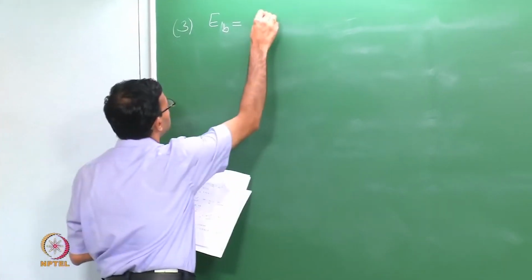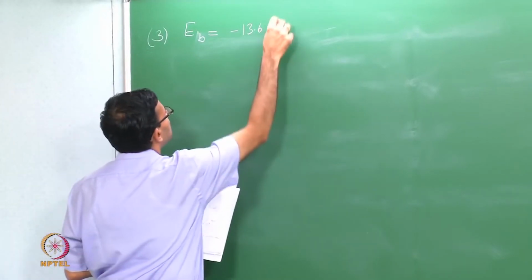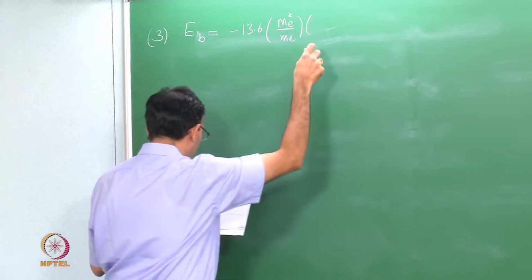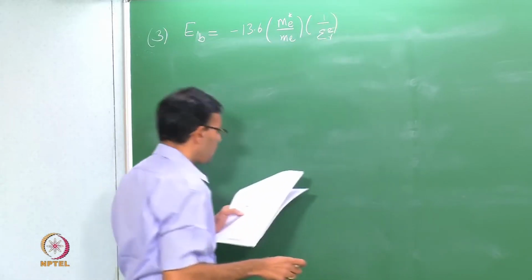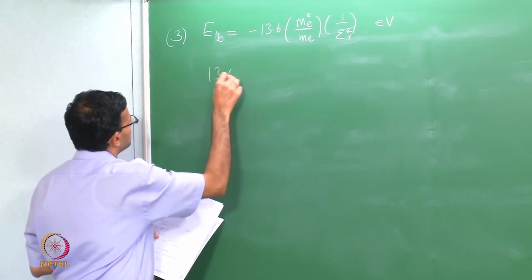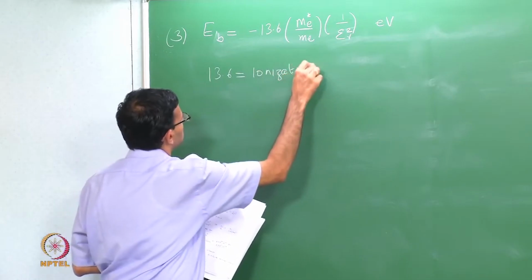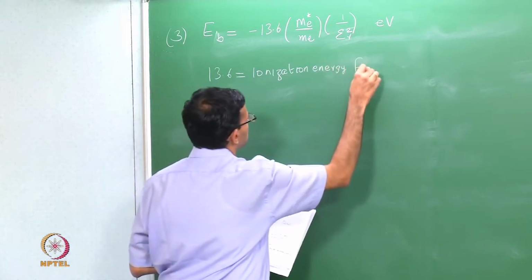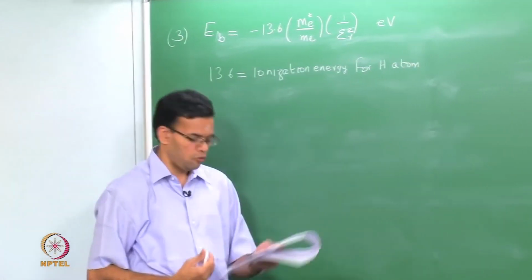So, the equation for that, similar to what we worked out in class, is Eb equals minus 13.6 times Me star over Me, times 1 over epsilon r square. This answer will be in electron volts. So, 13.6 is the ionization energy for the hydrogen atom. This value is in electron volts.